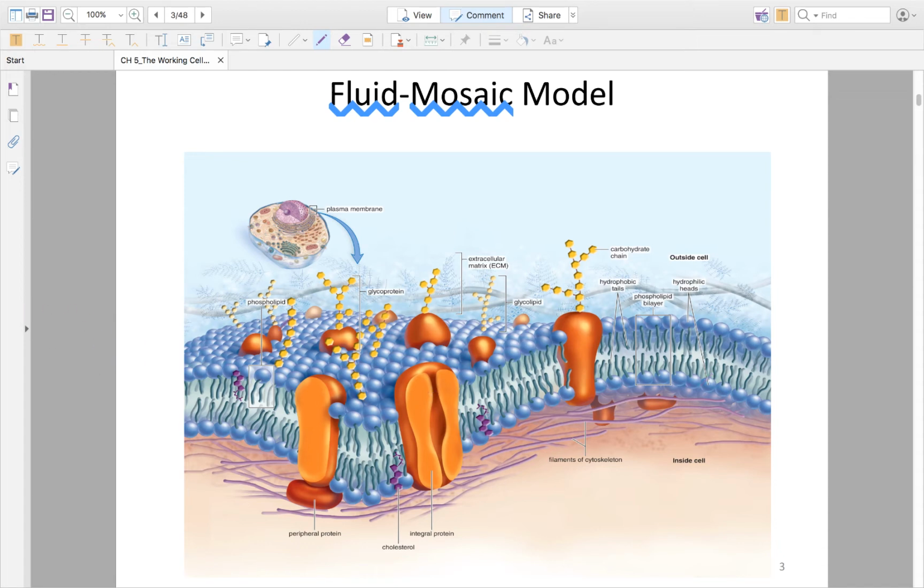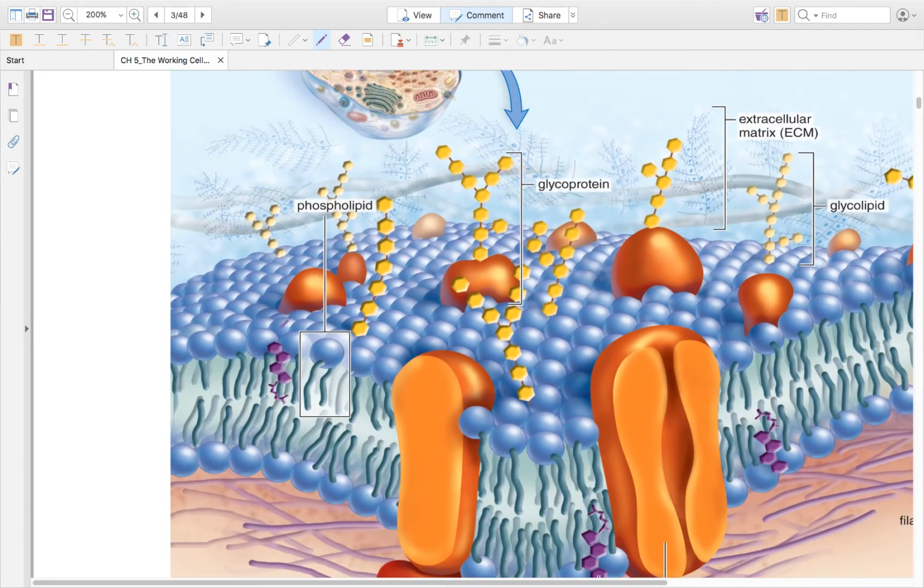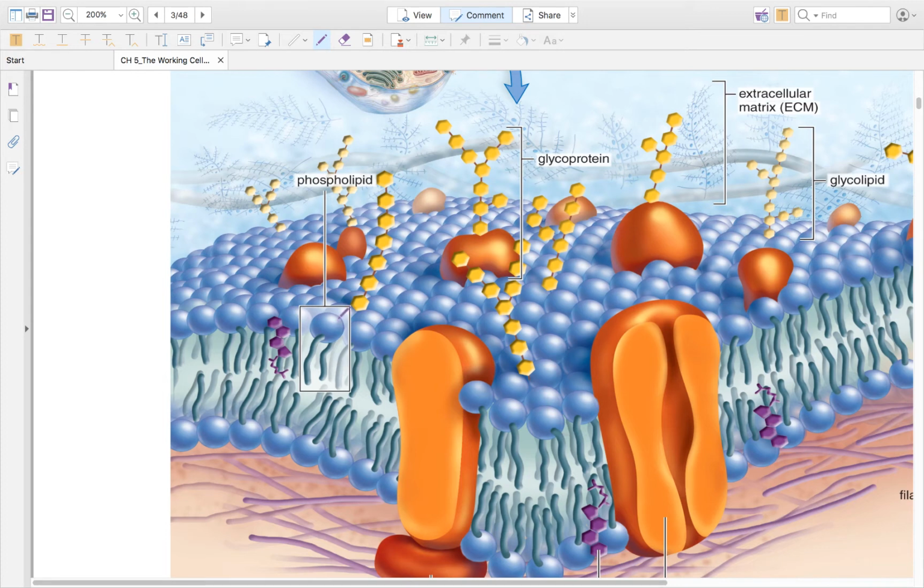So this is the phospholipid right here. We're going to zoom in on it. Okay, there he is. He has a polar head, polar meaning hydrophilic, sorry. And then it has non-polar tails, which are hydrophobic. Okay, and there's two rows. This is an entire row of phospholipids all the way across the entire cell. And that's the outside. This is the extracellular matrix, so this is outside of the cell.